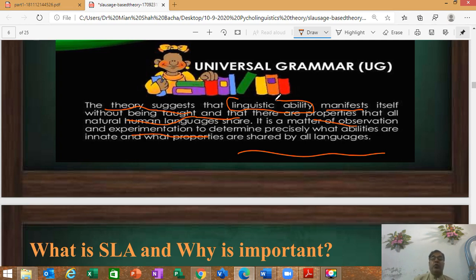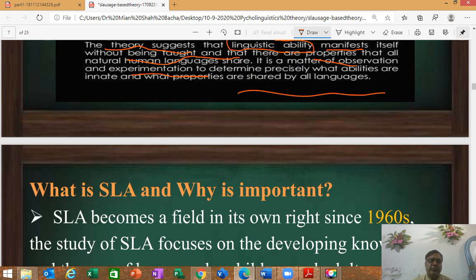And how can we know it? We can see that through observation and experimentation to determine precisely what abilities are innate and what properties are shared by all. And you can find the same thing in all languages, because many experiments have been done across the languages of the world. What kind of words the students produce in the initial stages of their life has been explained, if you remember. Different linguistic stages are there.